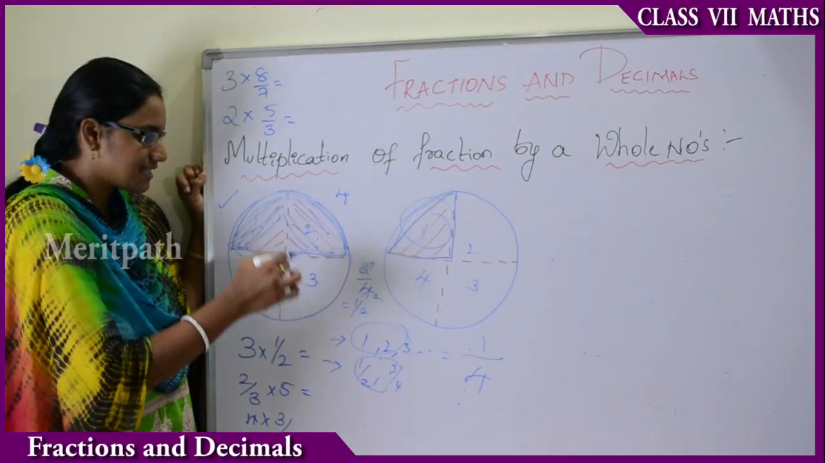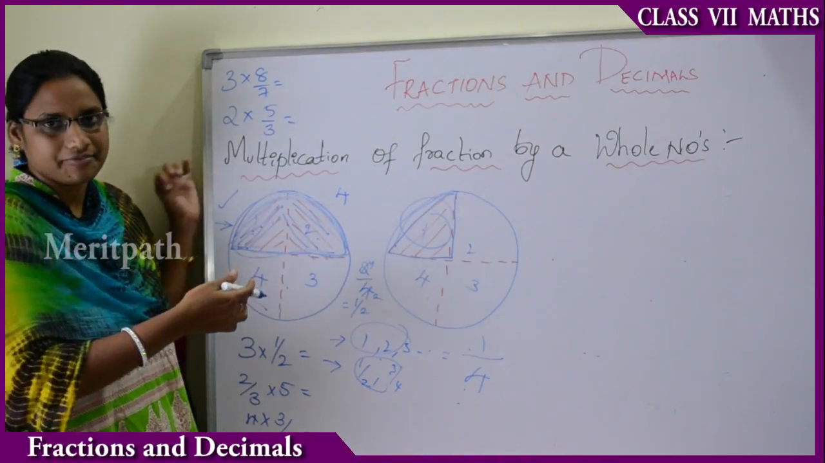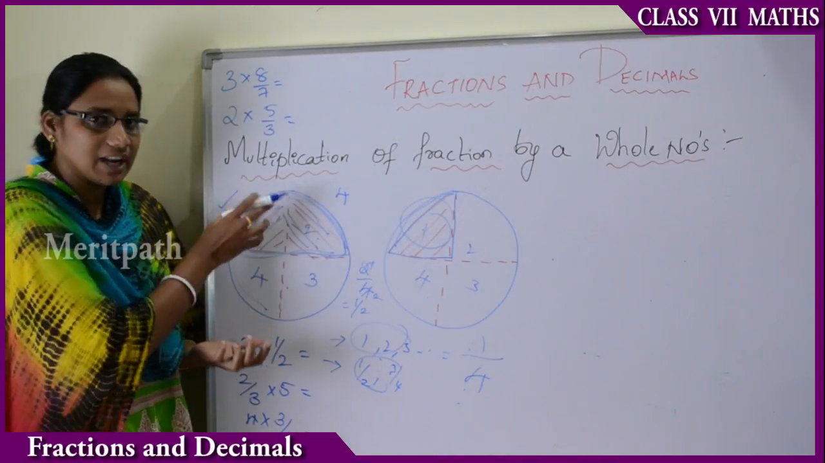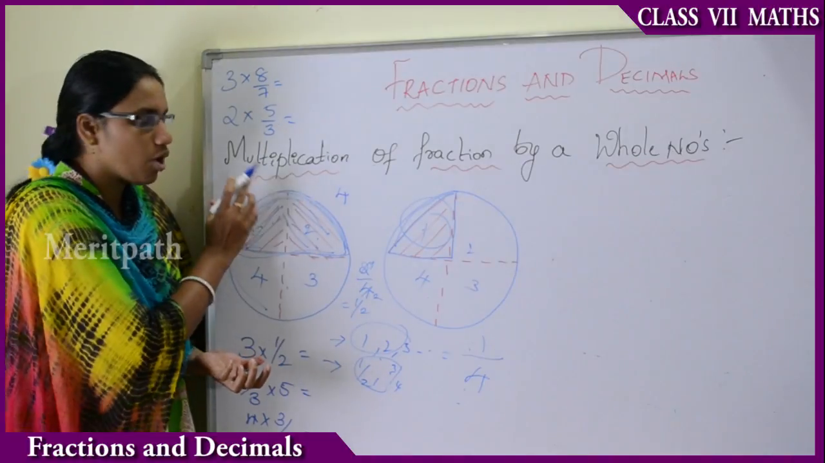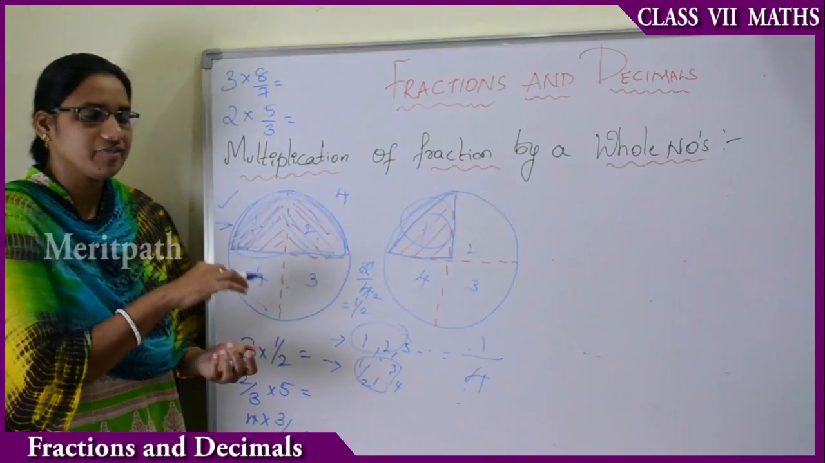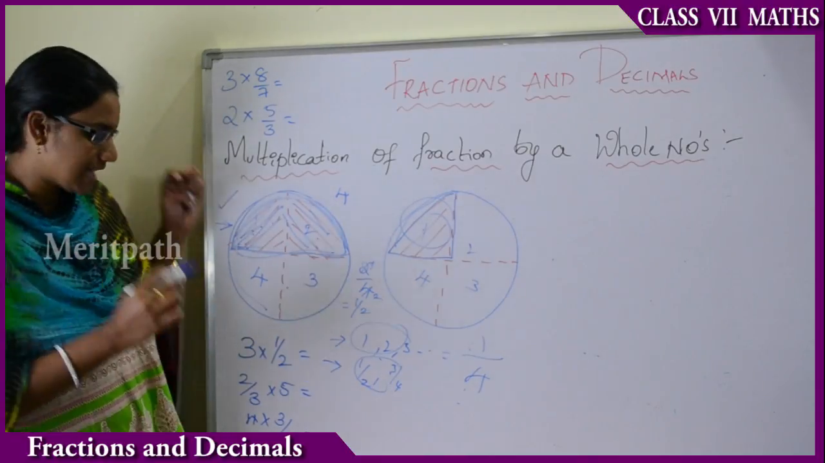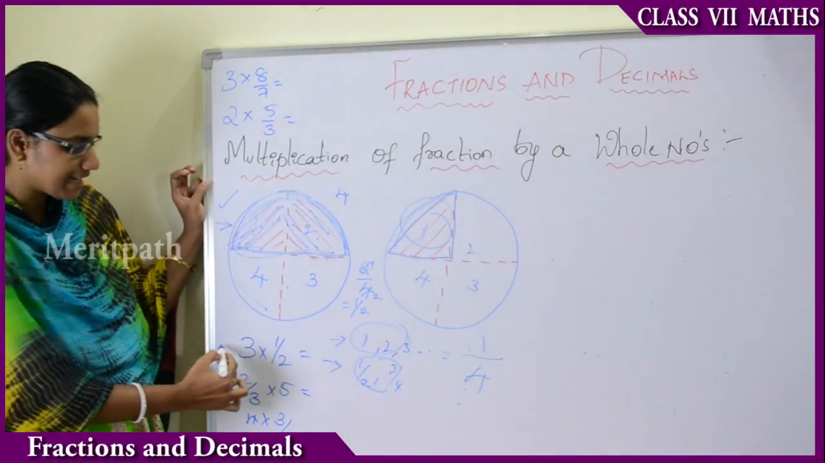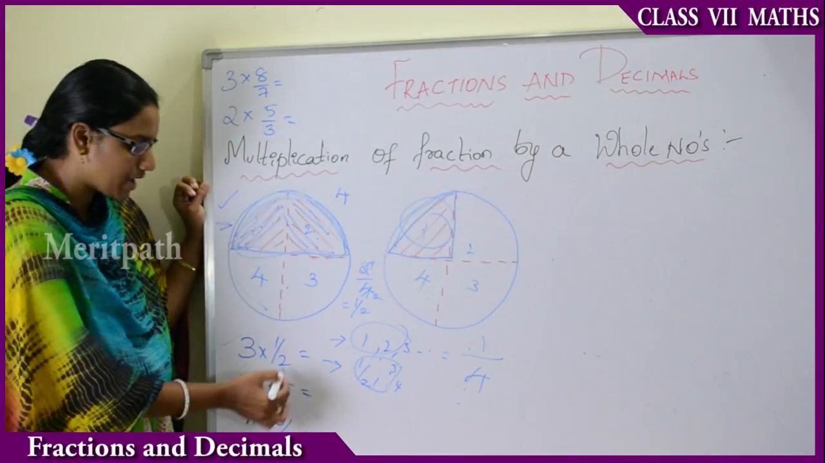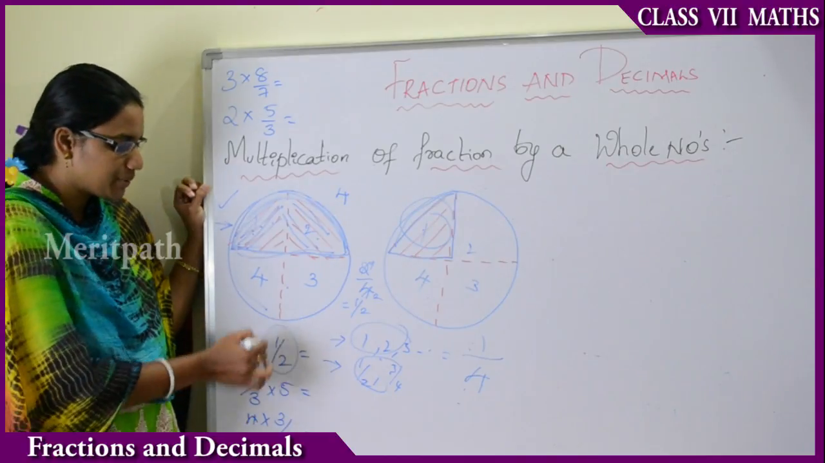Right? In the same way, how we have calculated the area occupied by the shaded part on the whole circle, in the same manner we will be multiplying the fractions with the whole numbers as shown in the example. Let us take one example, that is 3 into 1 by 2. 3 is a whole number, right? 1 by 2 is a fraction.